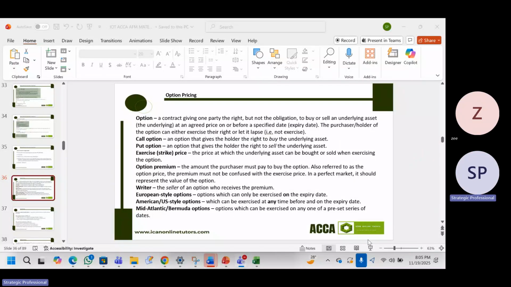All right. So please confirm that you can see my screen. Yes, I can. All right. So like I said, that's that about option.